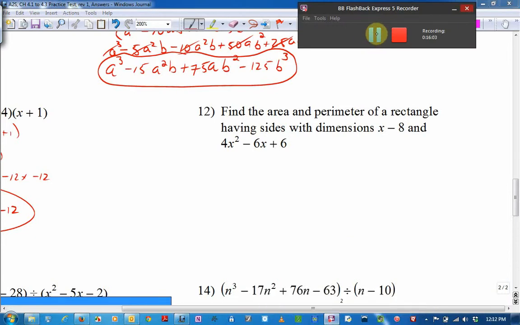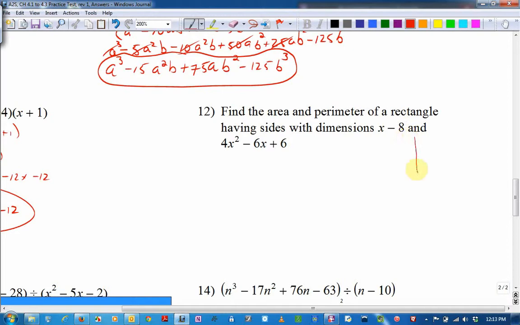Okay, the next problem, we're going to have to find the perimeter and the area for a rectangle. So let's just draw a little picture of it. Okay, so it's going to have two sides at x minus 8. And the other two sides are going to be 4x squared minus 6x plus 6.